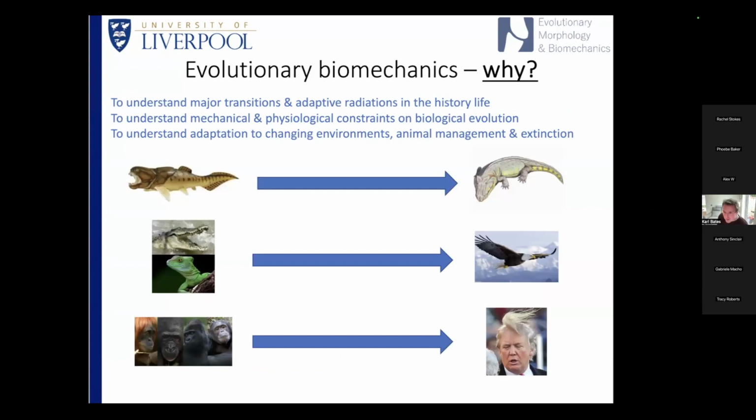Obviously, I hope I don't have to sell this as much to this particular audience as I do with some of the audiences that I present to. But basically, major transitions in the history of life involve biomechanics inherently. The transition between fish to the earliest land-dwelling tetrapods is fundamentally a biomechanical transition. There had to be modification to the limbs and the respiratory system in order for that animal to function on land compared to its sea-dwelling ancestors. Similarly, the evolution of flight in birds is fundamentally a biomechanical transition, as is the evolution of bipedalism in humans.